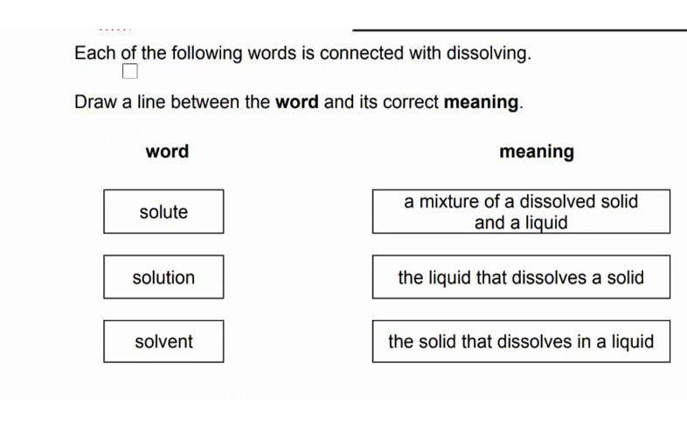Next question. Each of the following words is connected with dissolving. Draw a line between the word and its correct meaning. Solute, solution, solvent. Meaning: a mixture of a dissolved solid with a liquid; the liquid that dissolves a solid; the solid that dissolves in a liquid. 10 seconds from now.